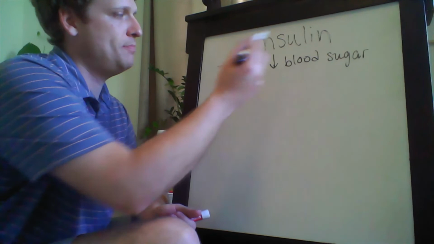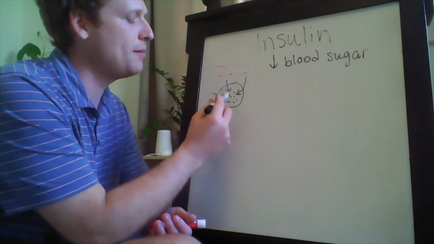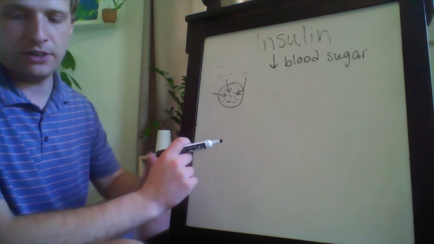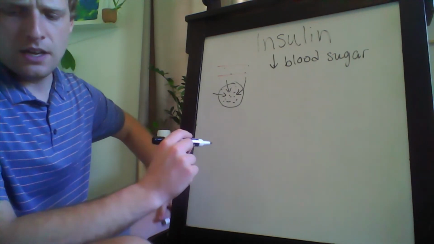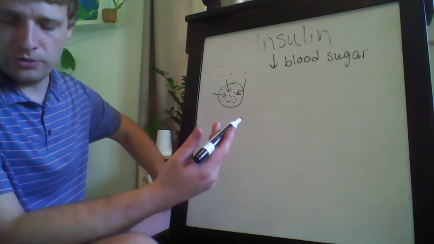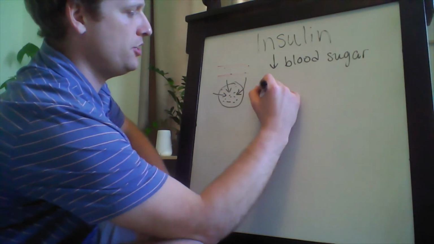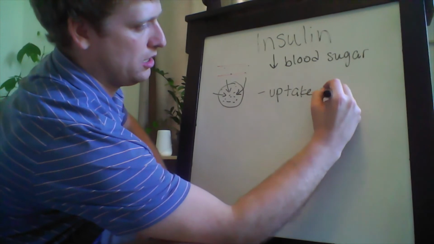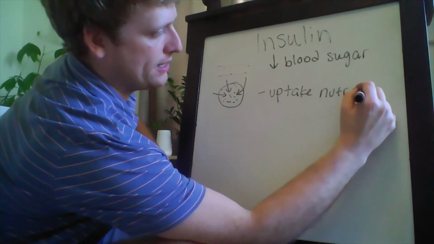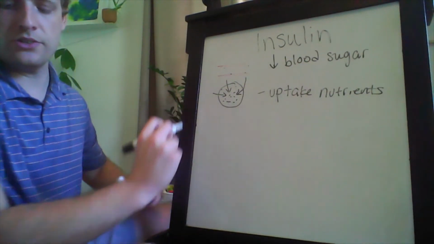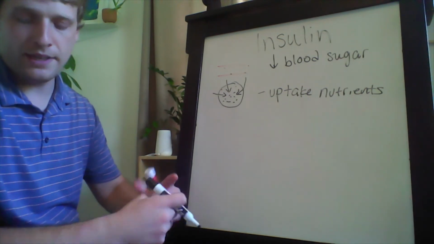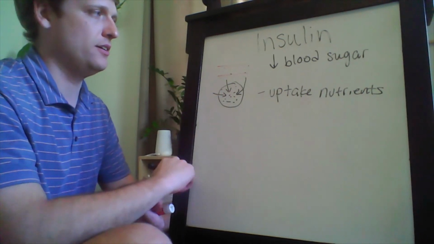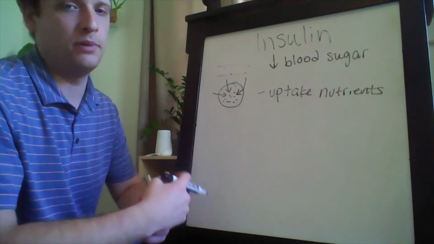So that's basically the primary action of insulin: to cause cells to take up blood sugar. In addition to sugar, they're going to take up all sorts of nutrients. So your amino acids, your sugars, lipids, those are going to be taken up by cells, and that's going to lower blood sugar.